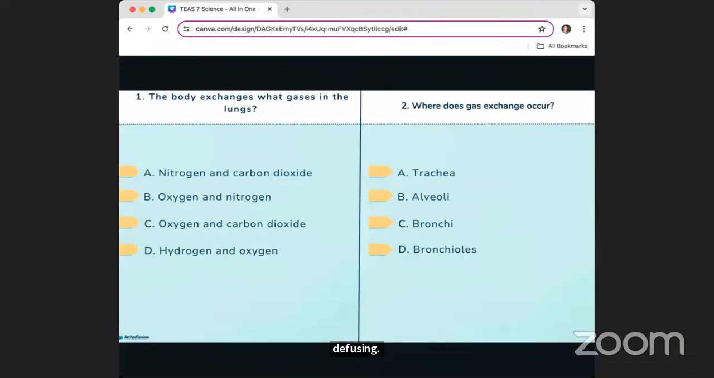Two questions here to check on your understanding again. So I will go ahead and give you 2 minutes to tackle questions 1 and 2. Question 1 says, the body exchanges what gases in the lungs? And question 2 says, where does that gas exchange occur? So 2 minutes and I'll check back in with you.